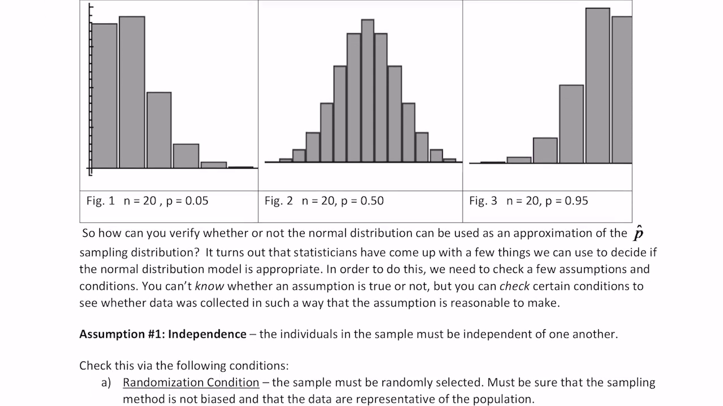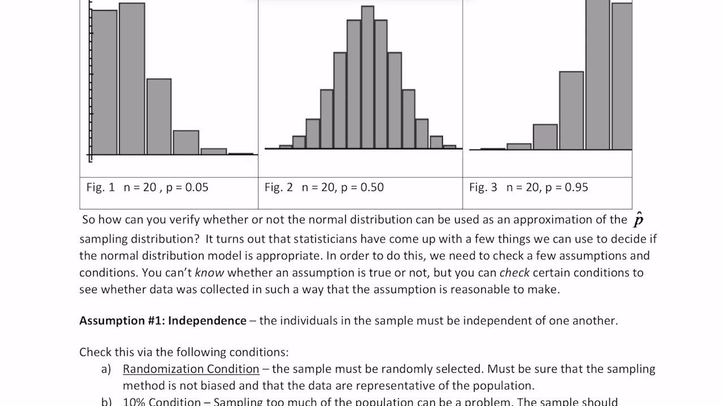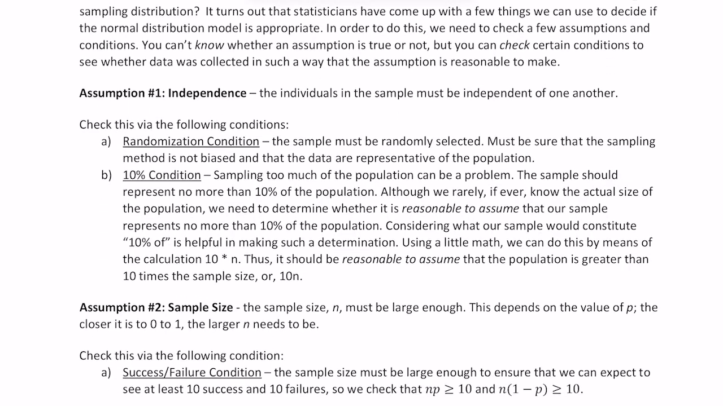So how can we verify whether or not the normal distribution can be used as an approximation of the p-hat sampling distribution? We're going to make some assumptions, and assumptions you can't really know whether they're true or not, but you can check certain conditions to see whether the data was collected in a way that the assumption is reasonable to make. The first assumption we're going to make is called the independence assumption, which just says the individuals in the sample must be independent of one another.